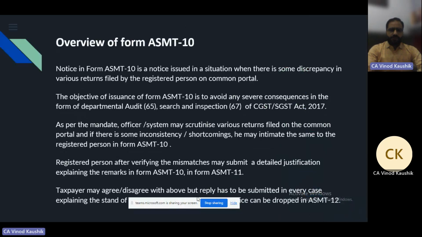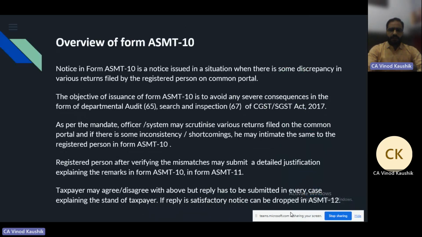So friends, the overview of ASMT 10. ASMT 10 is a notice which is issued in a situation when there is some discrepancy in various returns filed by the taxable person on the common portal. So the objective of issuance of Form ASMT 10 is to avoid any severe consequences in the form of departmental audit, search, inspection, etc.